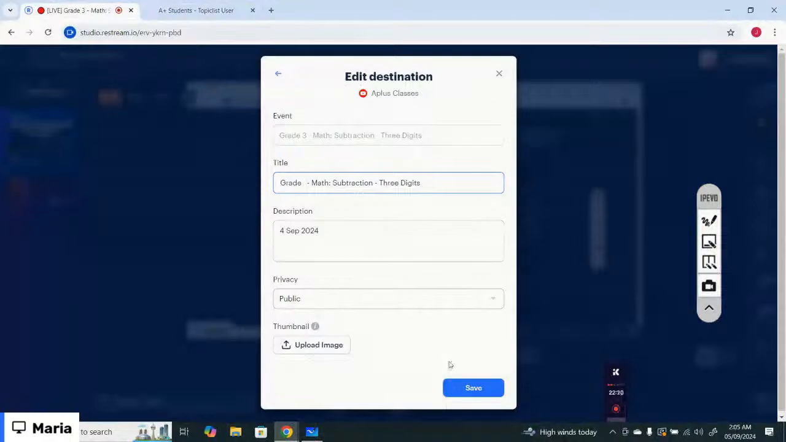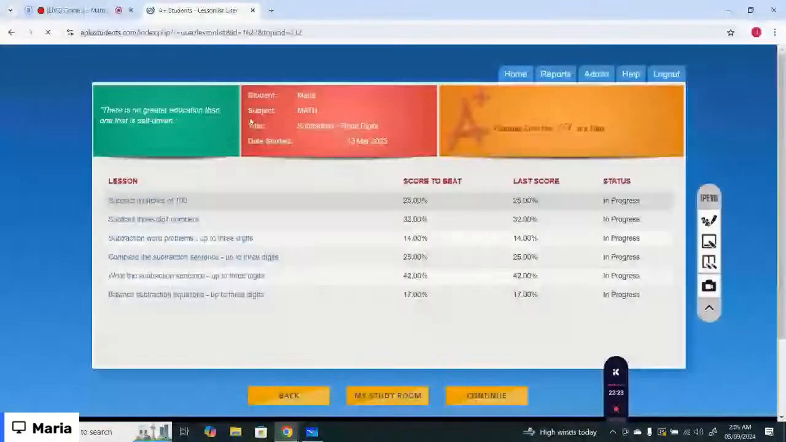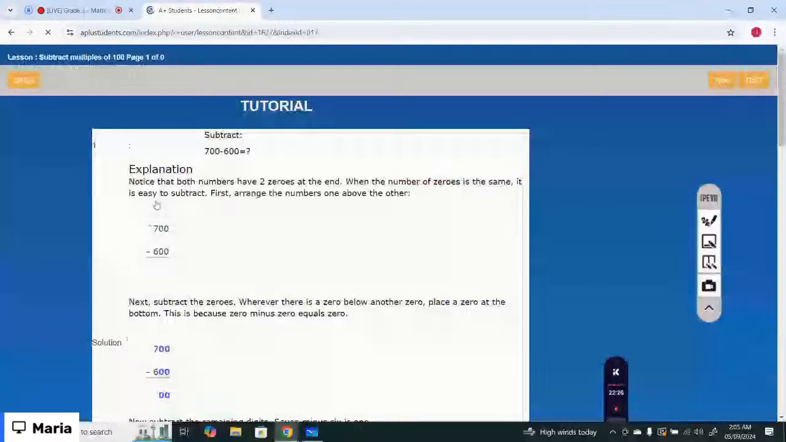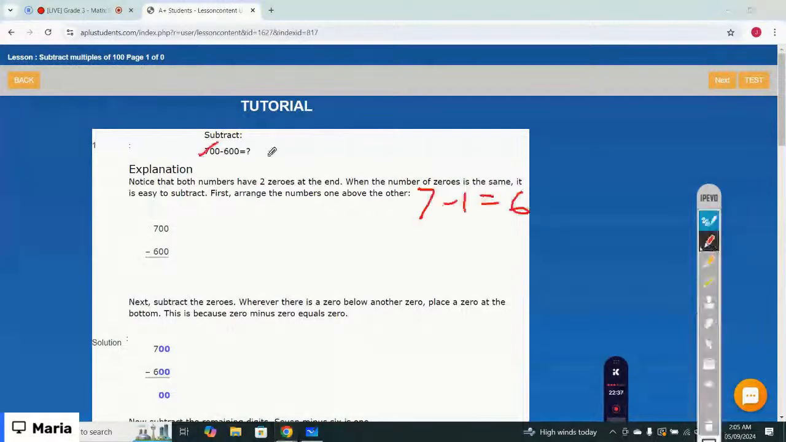So the first lesson is subtract multiples of 100. Let's just start with the first lesson. Basically we're going to learn how we subtract the numbers that have 0. The first one is 700 take away 600. Just look at the numbers, both of them. Here you have two zeros, here you have two zeros, right? So write them down one above the other.